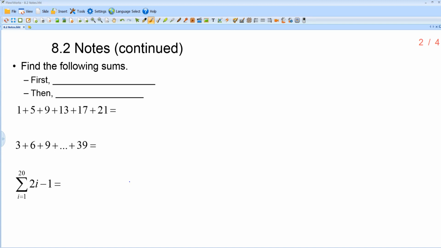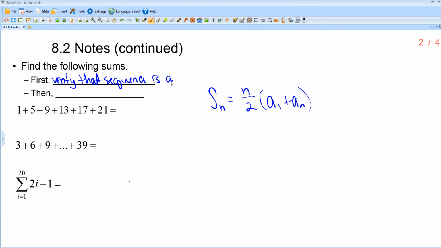Find the following sums. So here we're using the formula, the sum s sub n is equal to n divided by 2 times a sub 1 plus a sub n. So we're sort of applying this formula now. First thing that you want to do is verify that the sequence is arithmetic. And the reason you want to do that is because in 8.3, we're going to be looking at things that are geometric. So you want to make sure that this is the formula that you should be using. Then use the formula.